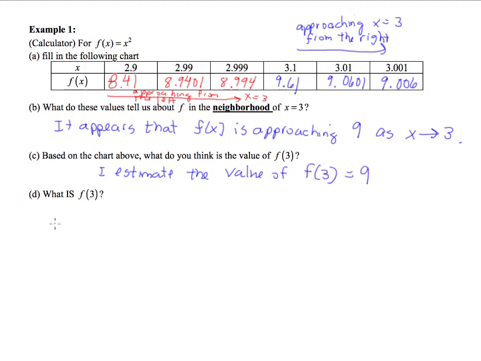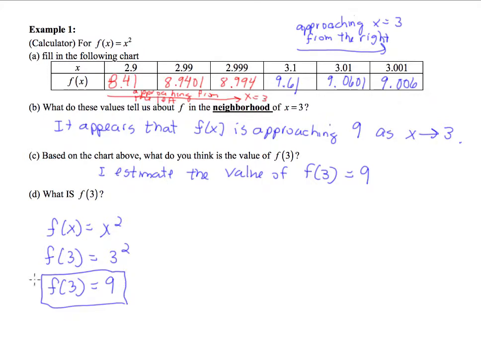Part D, what is the function value at 3? To figure out the function value at 3, all I do is take 3 and I substitute in place of every x in my equation f of x. And so I get f of 3 is equal to 3 squared, which is 9. So my estimate was correct in this case.